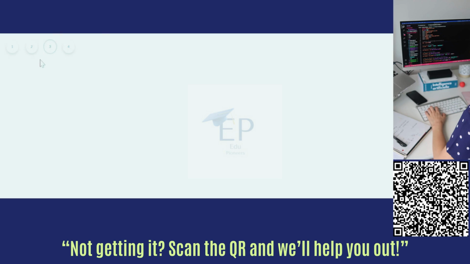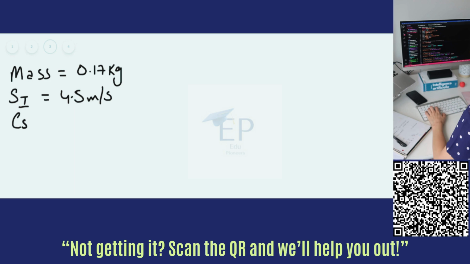So we are given the mass of the billiard ball. The mass is equal to 0.17 kilograms, and the initial speed will be 4.5 meters per second, and the collision speed will be 3.8 meters per second. So the expression for kinetic energy is equal to half mv square.